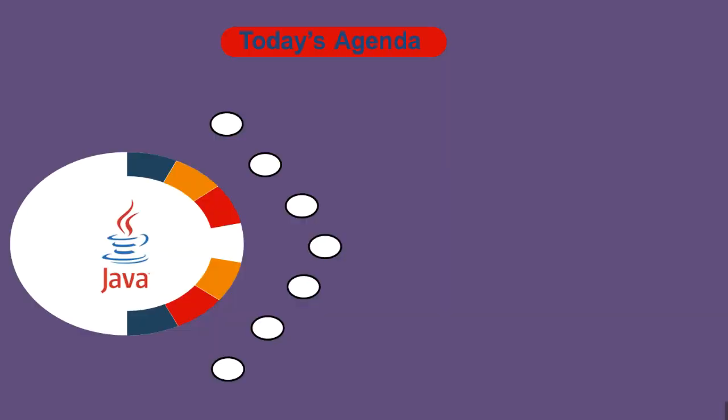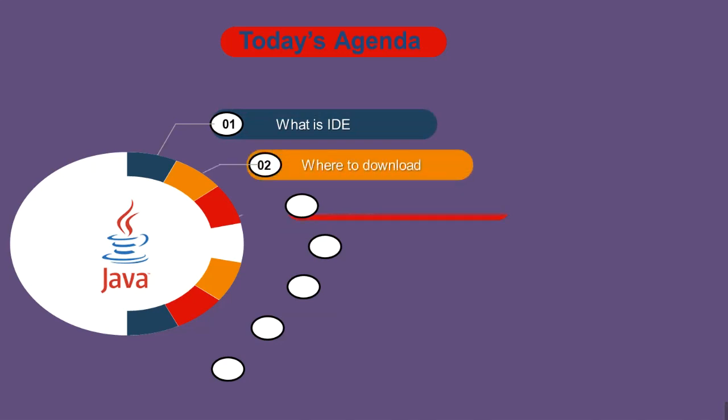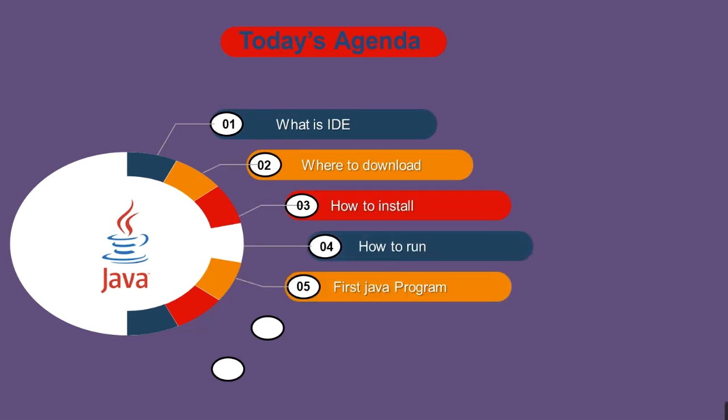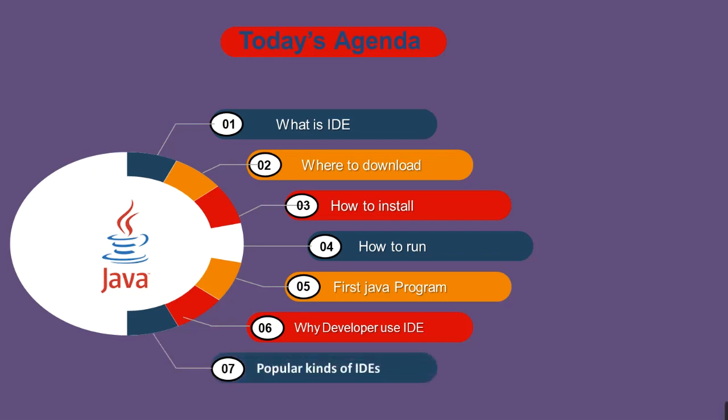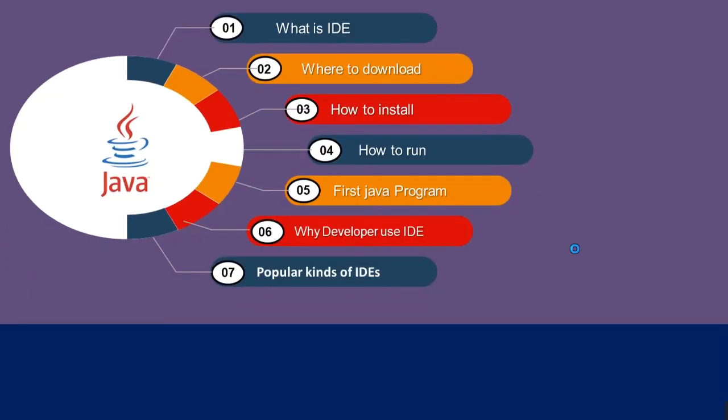Let's see today's agenda. Today we'll understand what is an IDE, how to download it, how to install it, and how to run it. Then we'll write our first Java program in the IDE. Then we'll understand why developers use IDEs, and finally we'll understand popular kinds of IDEs.